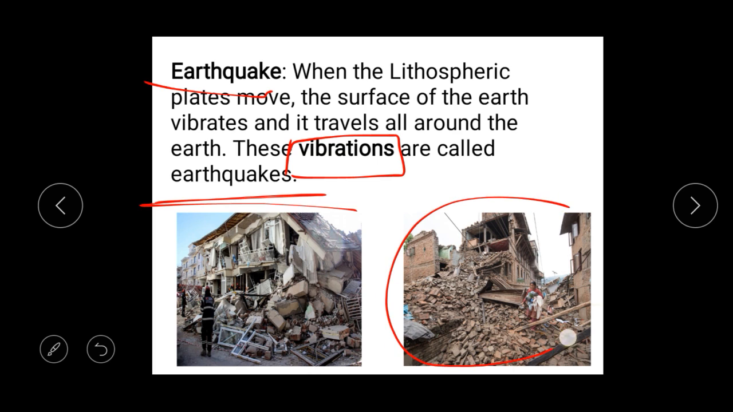Look at this picture. What do you see? How much damage, how many destructions. Have you recently heard about any earthquakes? In Nepal we heard, right? That was severe damage. If an earthquake is severe, we face much damage to our property and life.